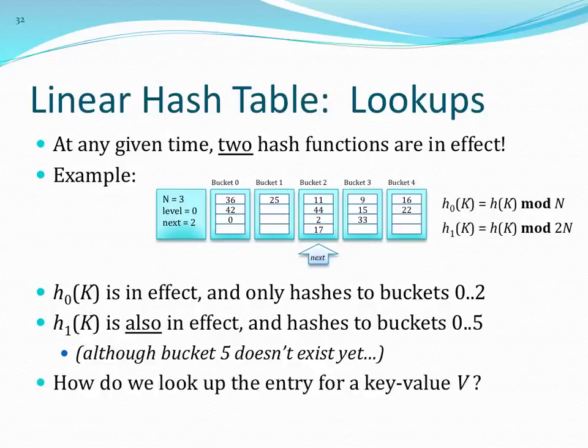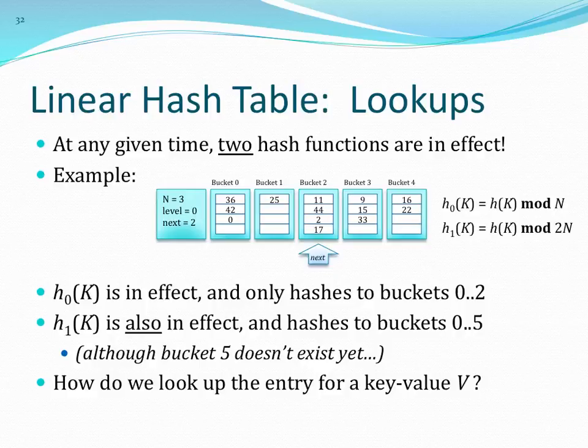Let's say that I need to look up the value 44. I don't know why, but let's say we want to look up 44, and so we use h0, because we know that h0 is the current level. So we do 44 modulo 3, and we end up with 2. So we can look at next and say, has the bucket that this is hashed to been split yet? I applied h0 to 44, I got 2, and I see that next is 2, and I know it hasn't been split yet.